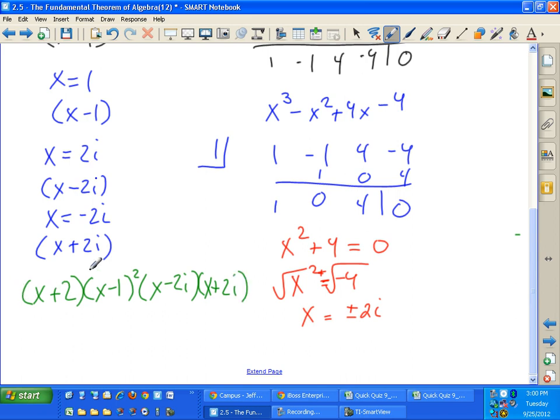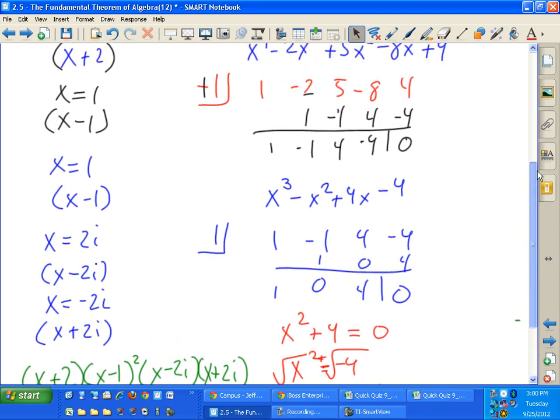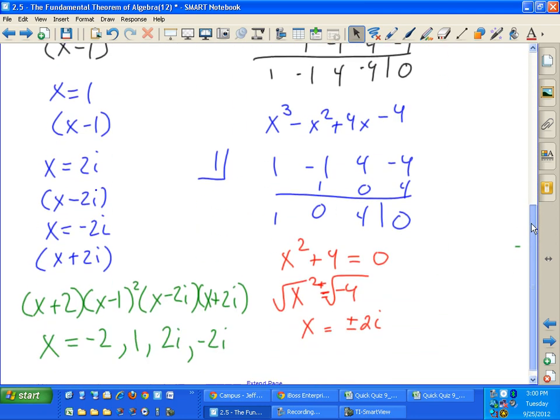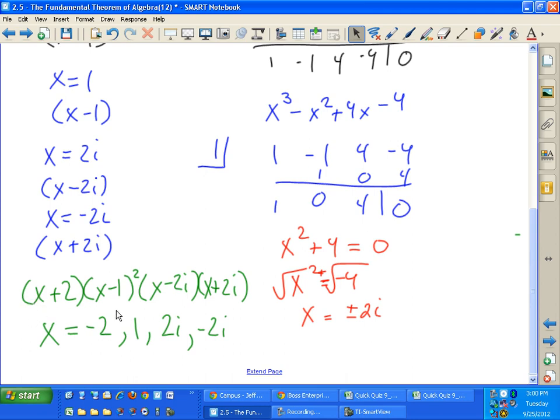Now, solutions are all the ones that I put x equals to, and so solutions are x equals negative 2, positive 1, I don't have to write it twice, and 2i and negative 2i for this. There's a multiplicity of 2 for this guy, and so I don't have to write it twice. So that would be all the solutions, all the zeros, and as an added bonus in the green here would be the linear factors of that original function.